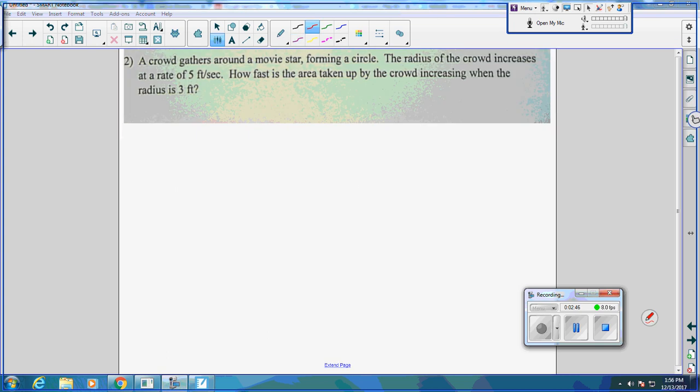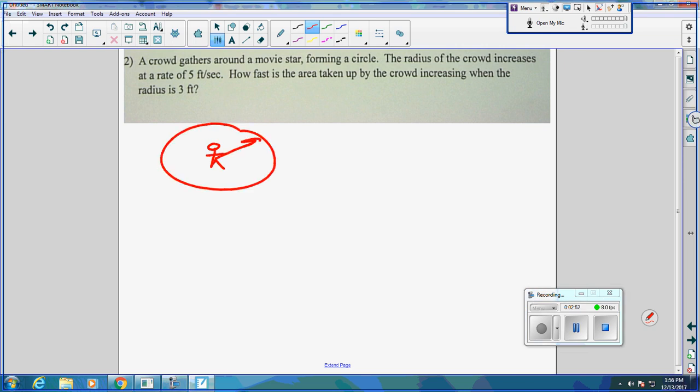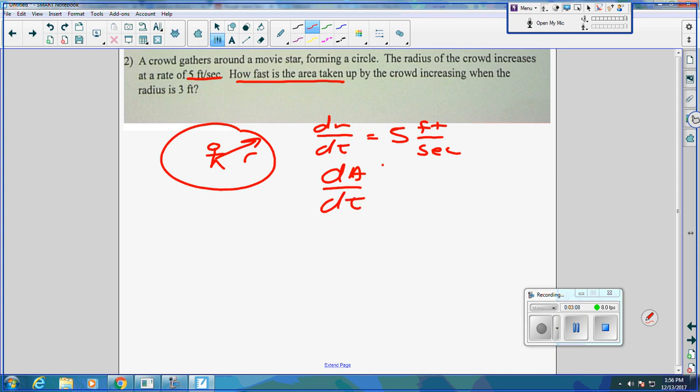All right, number 2. A crowd gathers around a movie star forming a circle. Here's my rock star. There's my circle of radius r. The radius of the crowd increases at a rate of 5 feet per second. Guys, that means that's dR/dt. How fast is the area changing? So they want dA/dt when the radius is 3 feet.